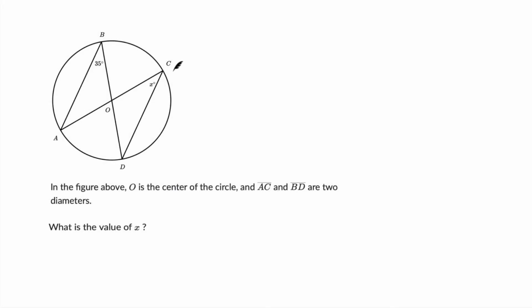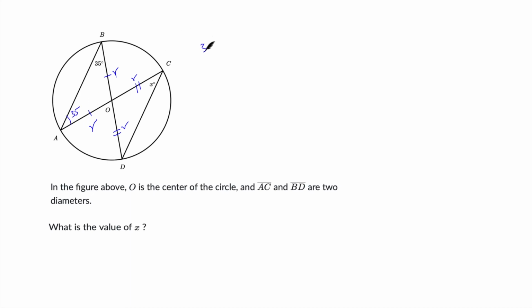Another interesting question. In the figure above, O is the center of the circle and AC and BD are two diameters. Okay, this is a diameter and BD is also a diameter. What is the value of x? Interesting. If O is the center, then this is a radius, OB is R and OA is also R. Again, we are looking at an isosceles triangle and this is also equal. OC is also R and OD is also R, they are also equal. Okay, so if this is 35, then this angle should also be 35. We are looking at an isosceles triangle.